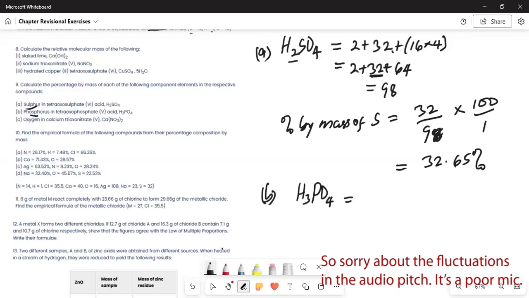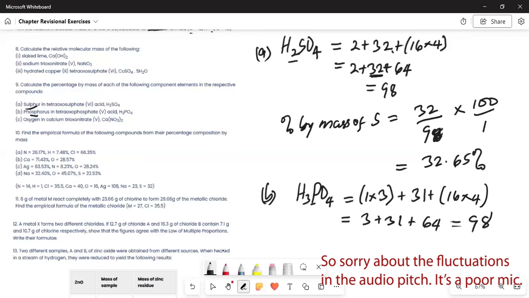H3PO4. Relative atomic mass of hydrogen is 1 times the 3 atoms there. That of phosphorus is 31, and oxygen is 16 times the 4 atoms, that is 64. 3 plus 31, that is 34. Then 34 plus 64, 98.